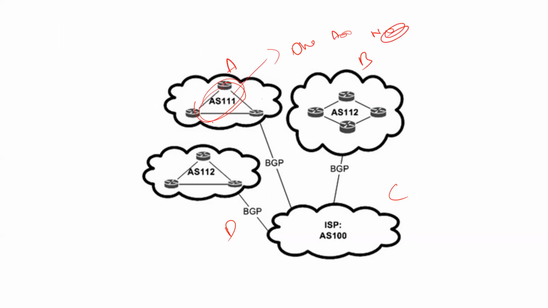To make communication possible inside an autonomous system, we go with internal IGP, interior gateway protocol. Between the autonomous systems, we go with EGP. BGP is nothing but border gateway protocol, which is a type of EGP. So inside the organization between the routers we configure IGP, and between the autonomous systems we go with BGP.